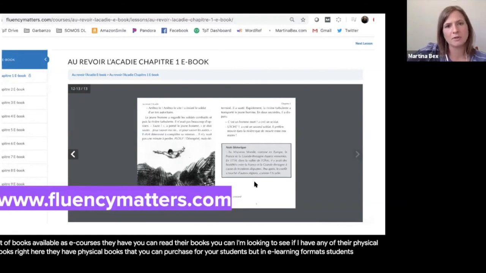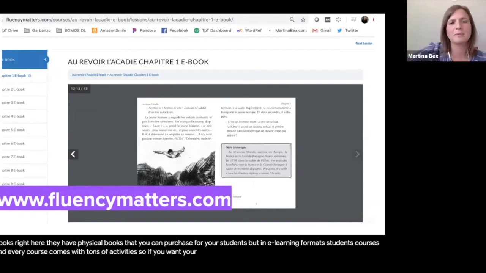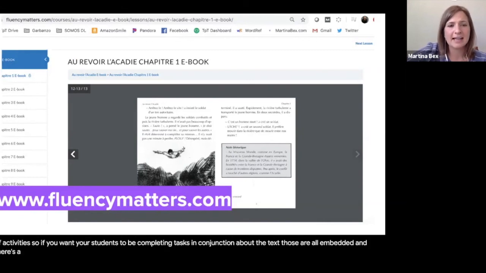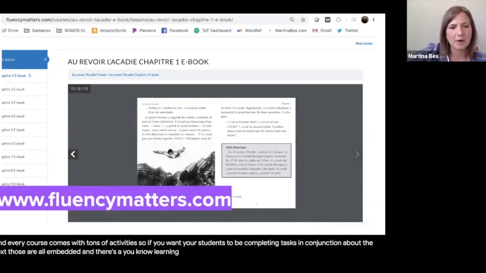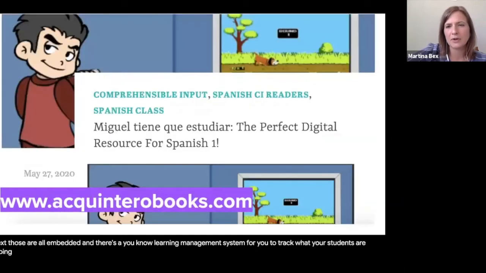And every e-course comes with tons of activities. So if you want your students to be completing tasks in conjunction with the text, those are all embedded, and there's a learning management system for you to track what your students are doing. Alicia Quintero has tons of resources on her blog. This was one that she just released recently, so I wanted to include this. She's written quite a few books, but she also has a lot of short stories available, and some of them have been translated into French as well.